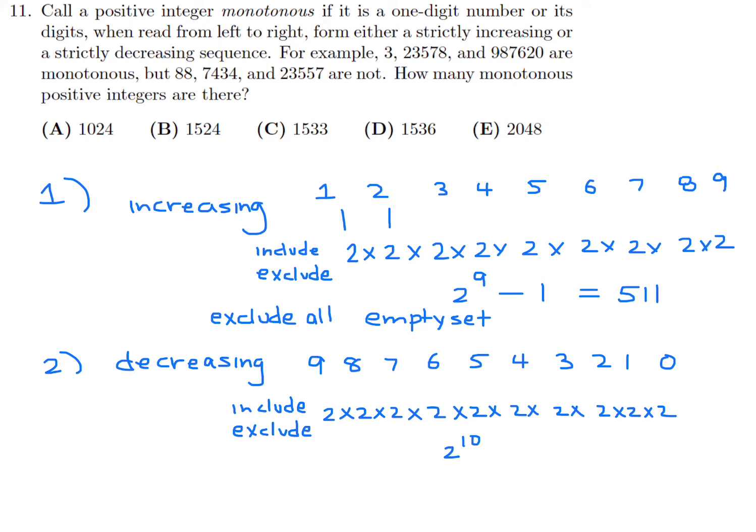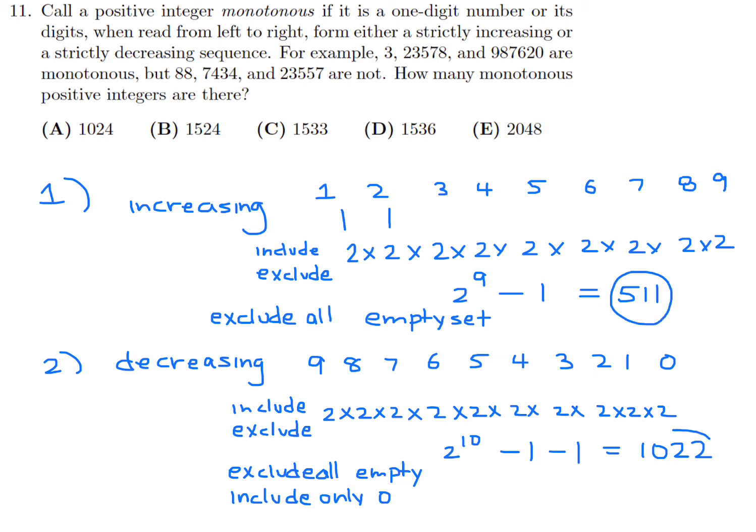Now, as before, we have to think about anything that I need to subtract from this 2 to the power of 10 number, and the answer is yes. As before, if you exclude all, that's going to be an empty set, so that one possible outcome needs to be subtracted. But there's another one in this case. If you include only the 0, you excluded everything else but included the 0. That doesn't work. Why? Because it has to be a positive integer, and 0 is not positive, so I have to subtract that one also. So this is 1024 minus 2, so 1022.